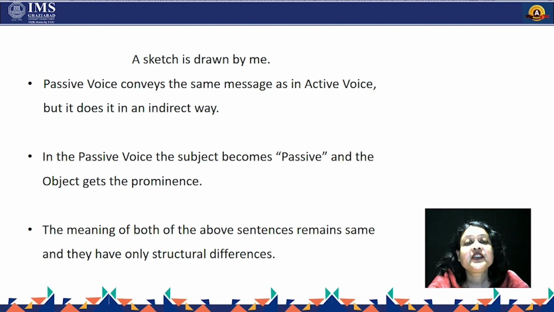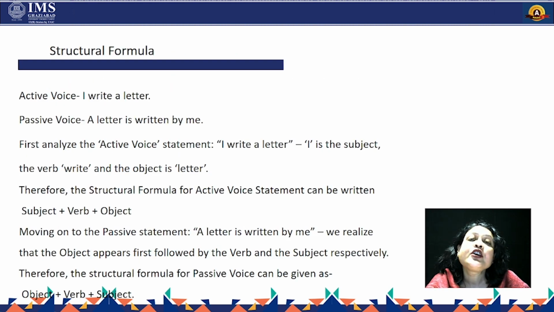In the passive sentence, the object gets more prominence, but it must be remembered that in both the active voice and passive voice sentences, the meaning will always remain the same. You cannot change the meaning of the sentence. Now, how do we understand whether a sentence is active or is in the passive form? It is important to understand the structural formula of the sentence.